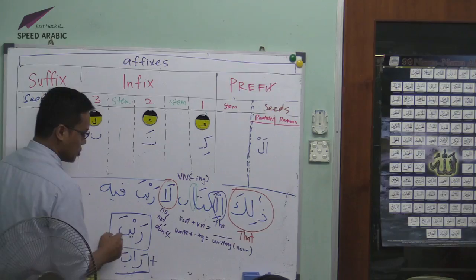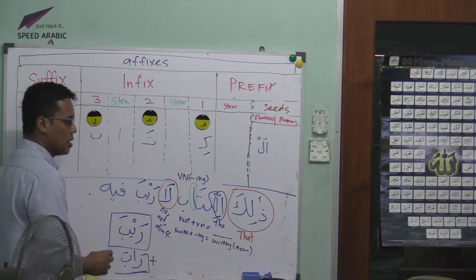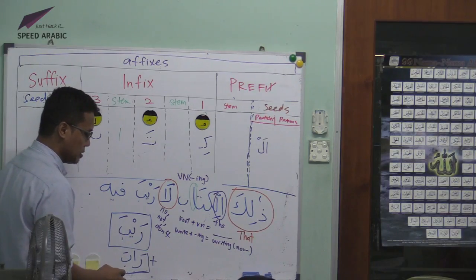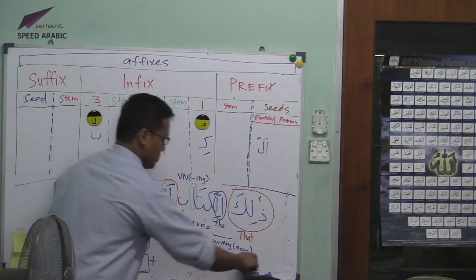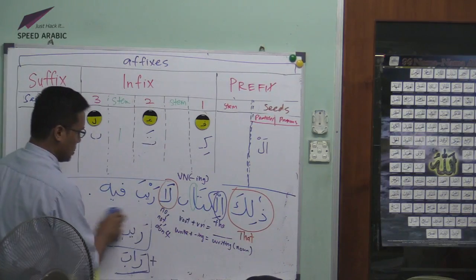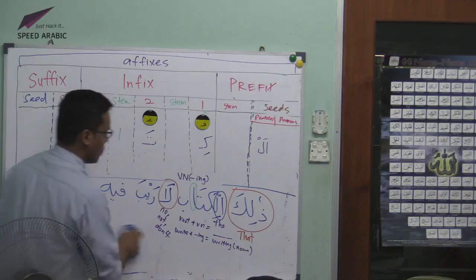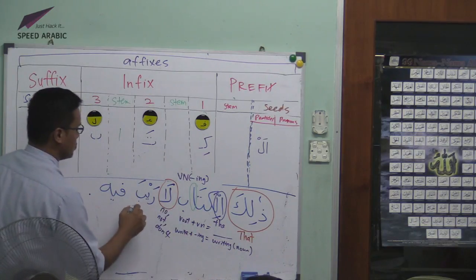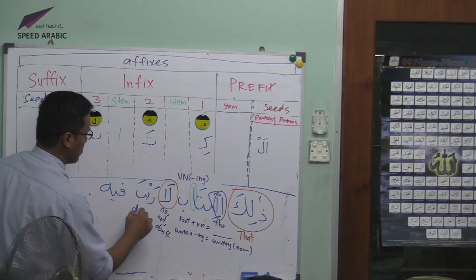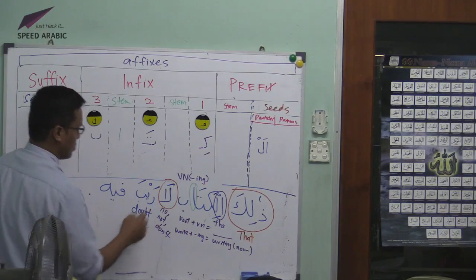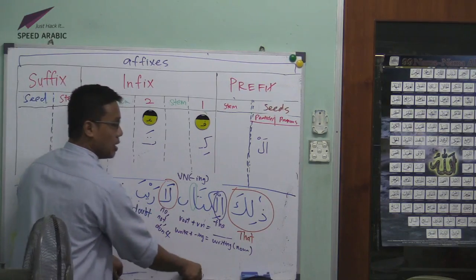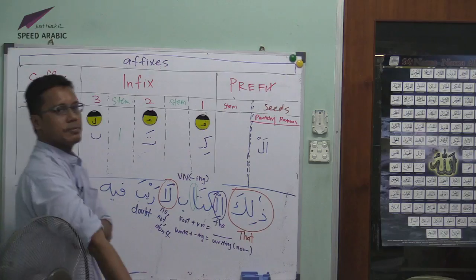Right. So have you found the word? Yeah. And what does it mean? Doubt. Doubt, right? Okay. So when you found the word doubt, you just put it there. Doubt. Okay? That's it.